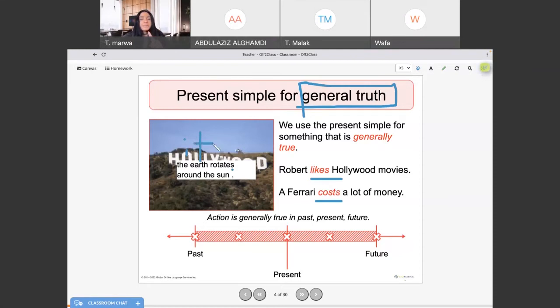The earth rotates. Okay. If I want to ask Wafa, yes. If I want to ask you about the present, when is it happening? In the past, in the present, in the future, or all the time? All the time. Excellent Wafa. It's happening all the time, in the present, in the future, in the past. When I say the earth rotates around the sun, it means yesterday it rotated, today it is still rotating, and it will rotate in the future.